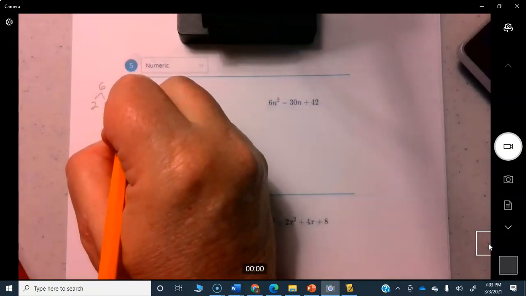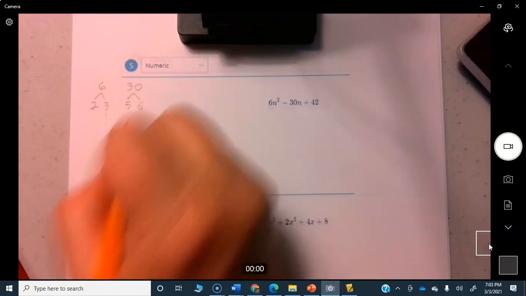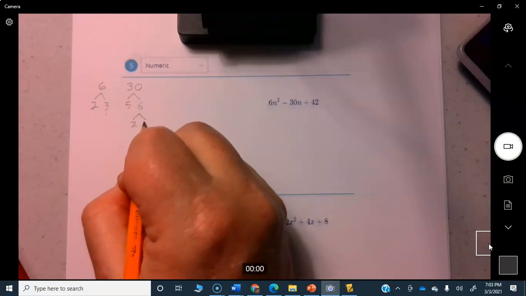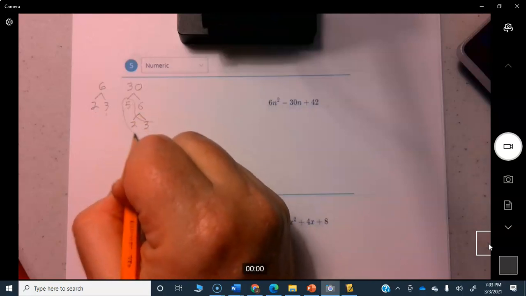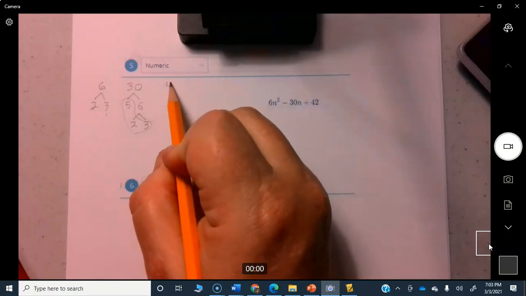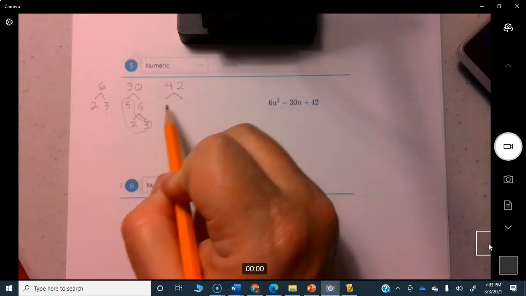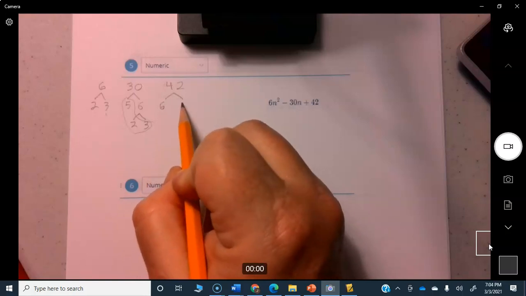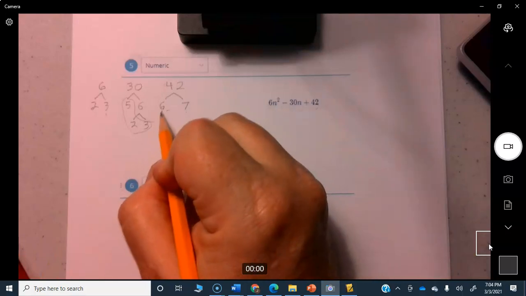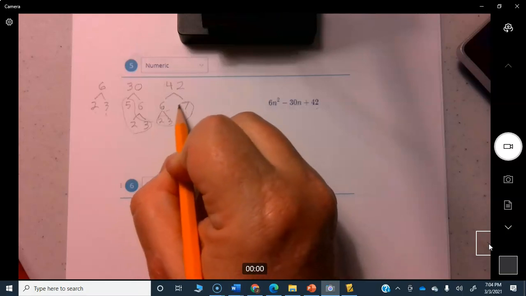30. Again, ignore the minus sign right now. And that's going to be 5 times 6. And then 6 can factor into 2 times 3. So this is the prime factored form of 30. And then 42. And in class we said 2 times 21. So let's say 6 times 7. That also multiplies to 42. So this can break into 2 times 3. So there, that's prime factored.